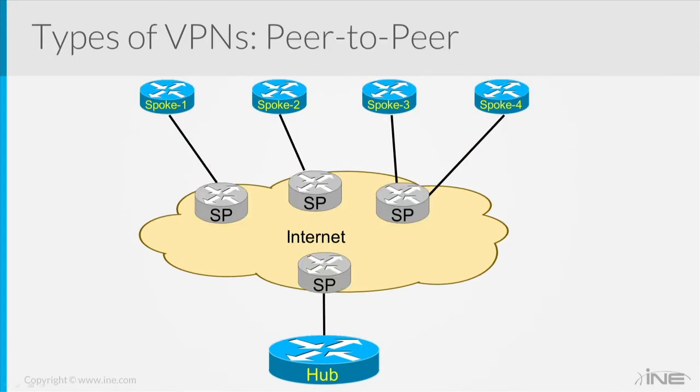Now we're going to get into a whole bunch of terminology that you need to be familiar with, so let's just dive into it. At a very high level, VPNs come in basically 2 different flavors. You've got peer-to-peer and overlay. Peer-to-peer and overlay. So the first one, peer-to-peer.